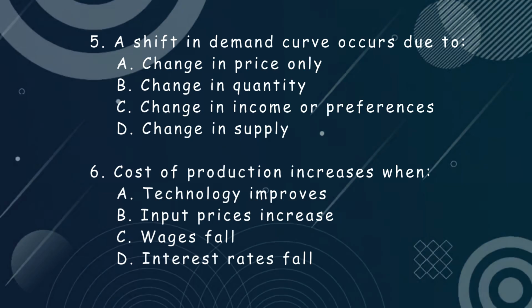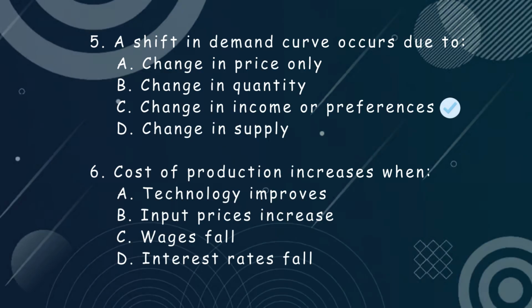Question number 5. A shift in demand curve occurs due to: A. Change in price only. B. Change in quantity. C. Change in income or preferences. D. Change in supply. Answer: C. Change in income or preferences.